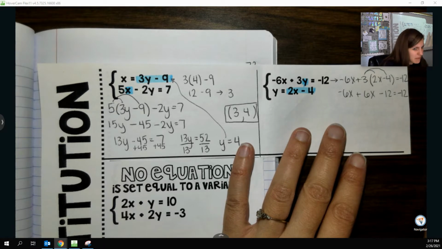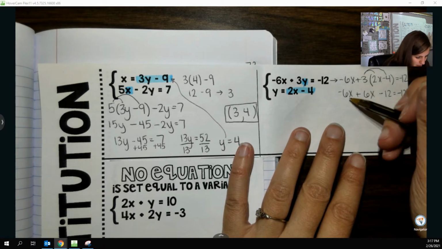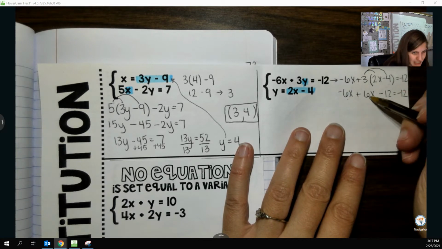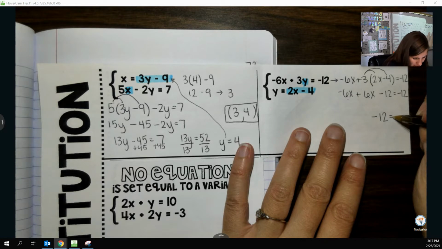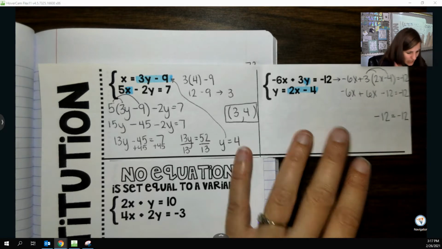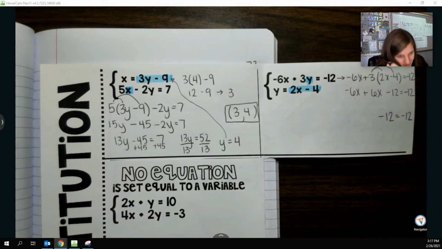I'm going to have to combine like terms. And negative 6 and positive 6 is 0. So my x is gone. And what I have left is negative 12 equals negative 12. And there's no x for me to solve for anymore.